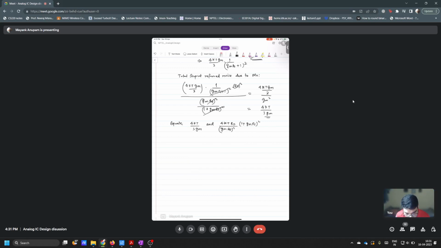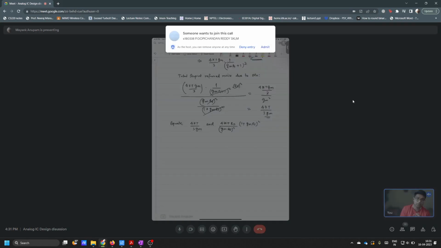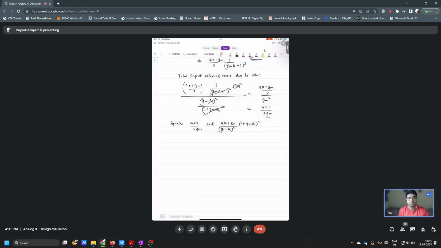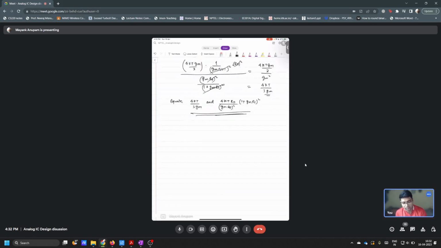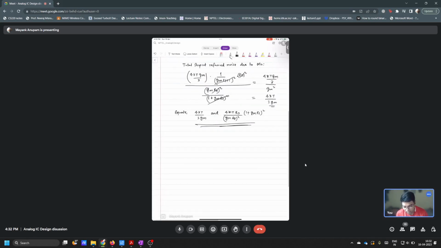You cannot say anything about gm a priori, isn't it? They have asked you for the W by L ratio simply because they want you to find out what will be the gm. You cannot assume that gm is equal to 1 over rs. That is not a correct assumption. From here you have to find out what is the gm, and from there you can find out what is the W by L required to achieve that gm. Okay, sir. One question, sir.